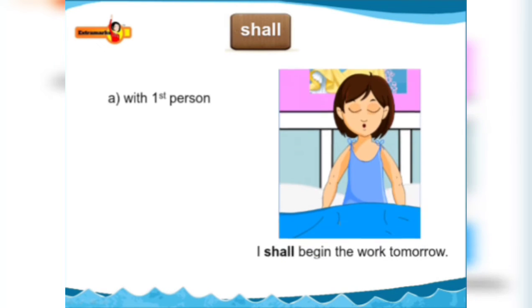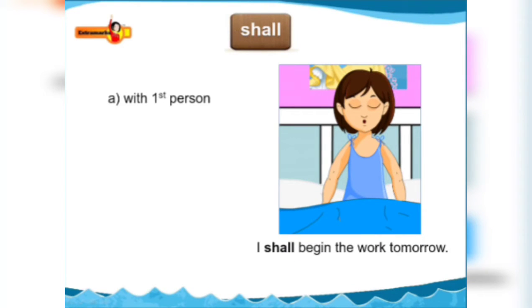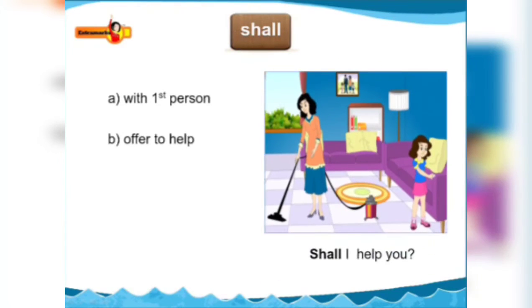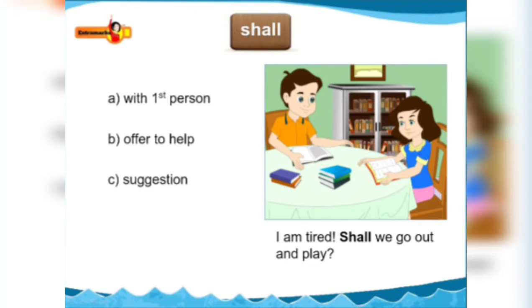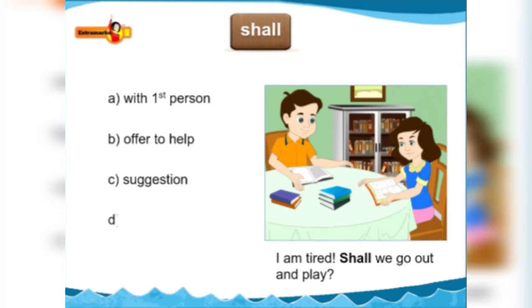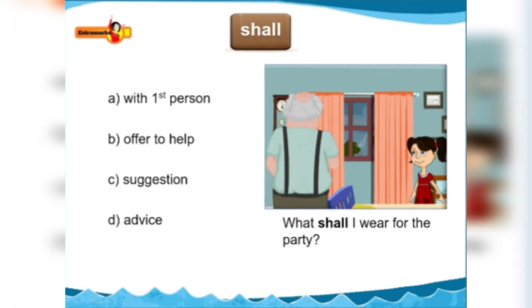Shall is used: A. With first person. I shall begin the work tomorrow. B. As an offer to help. Shall I help you? C. Asking for suggestion. I'm tired. Shall we go out and play? D. Asking for advice. What shall I wear for the party?